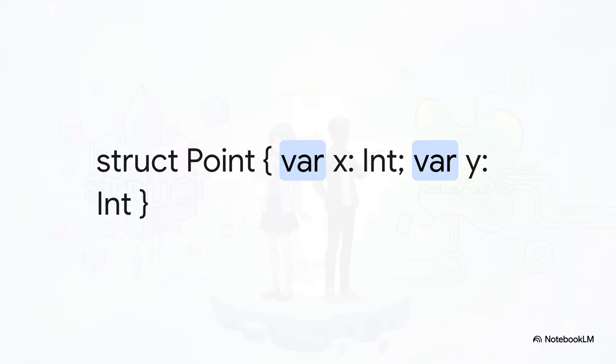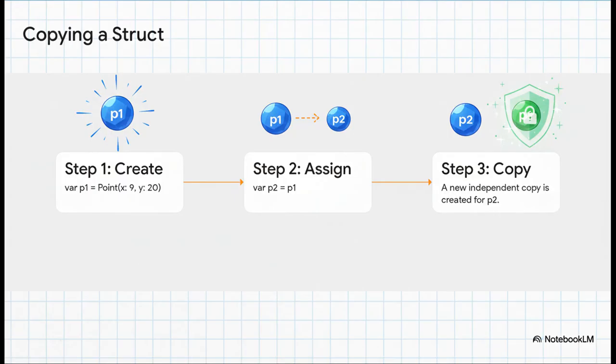To really see this in action, we're going to use this super simple blueprint, a point struct. All it does is hold an x and a y coordinate. Nothing fancy. This will be our little test subject. Okay, let's walk through this. Step 1, we create our first point, P1. Easy enough. Step 2, we make another variable, P2, and we assign P1 to it.